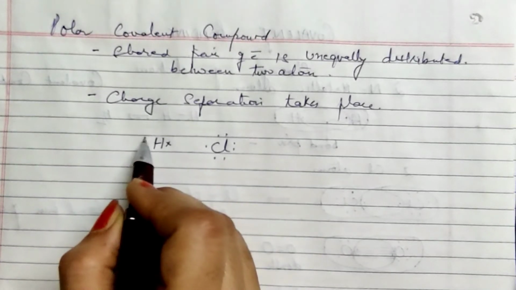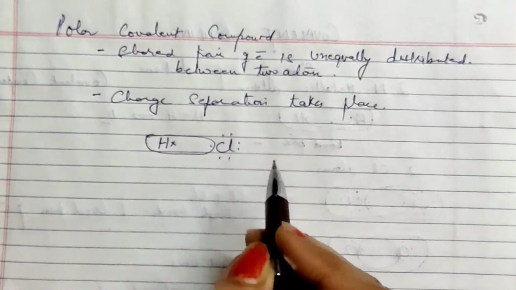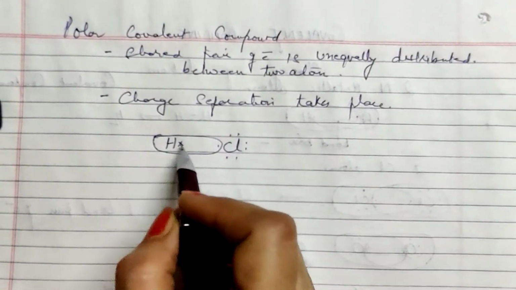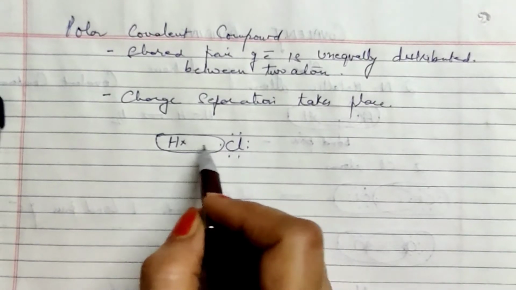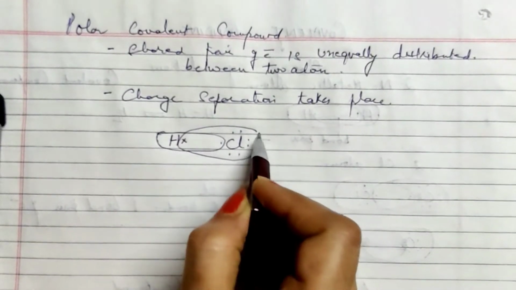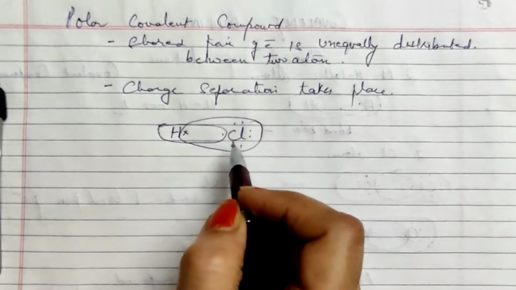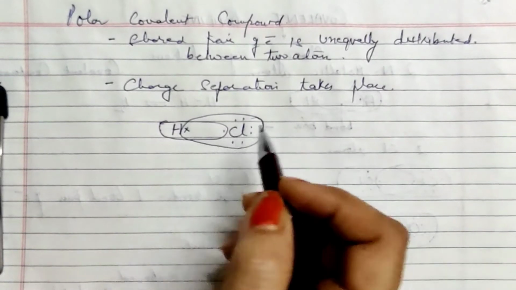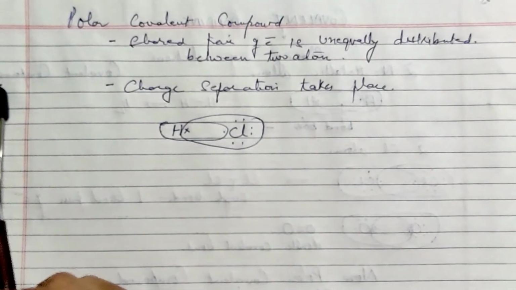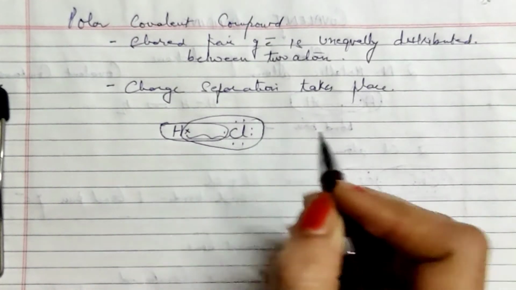Hydrogen only needs to complete a duplet, so it shares 1 electron with chlorine and completes the duplet. Chlorine already has 7 electrons, it has to complete its octet, so it shares 1 electron with hydrogen and completes the octet. Now both hydrogen and chlorine become stable because electronically they have either 8 electrons in the outermost shell or 2 electrons in the outermost shell. Now the number of bond pairs is also 1.